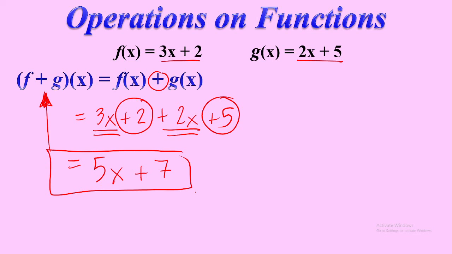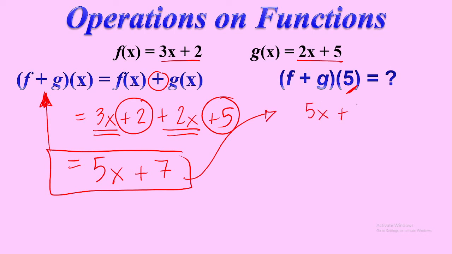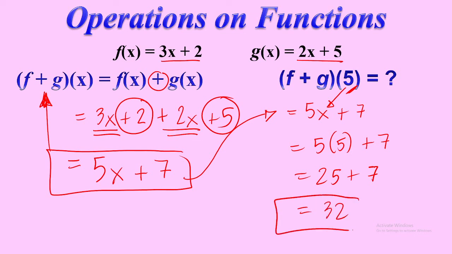Now, what if I'm going to be adding a value for x? What if the value of x is now the number 5? So going back to our value over here, 5x plus 7. Substitute 5 for x. So 5 times 5 plus 7. This will give me 25 plus 7. This is 32. 32 is the value of the sum of f and g where x is equal to 5.